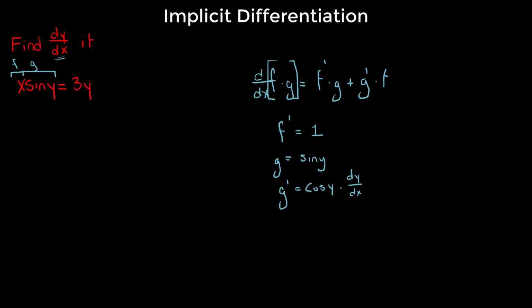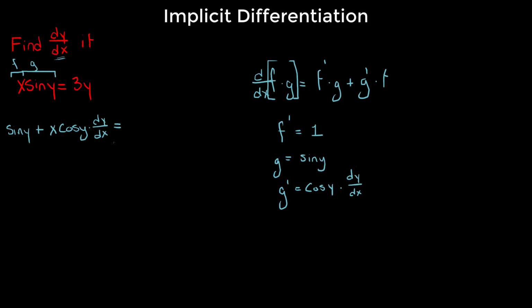Because next, we're just going to go ahead and put it all in. Remember, f prime times g. F prime is 1. G is sine y. So that would just be sine y. Plus, well then the opposite. So g prime times f. G prime was cosine y times dy dx. F is x. So here we would have x times cosine y times dy over dx.